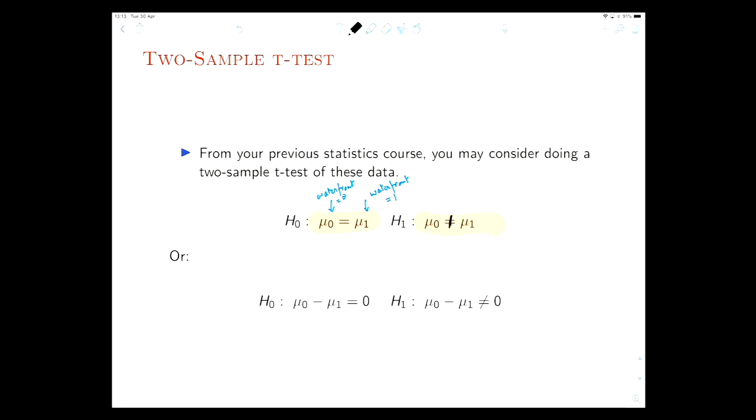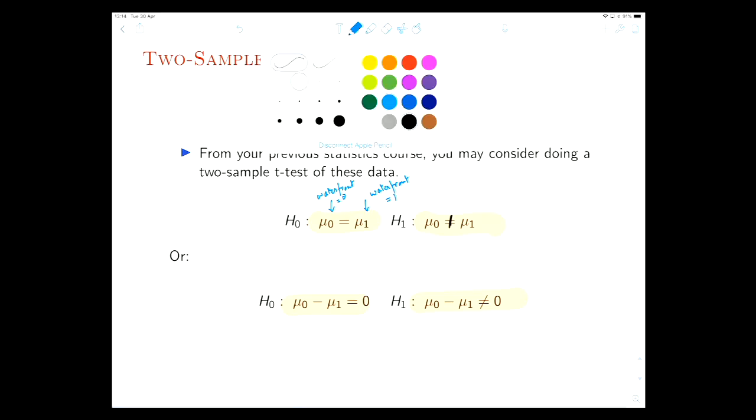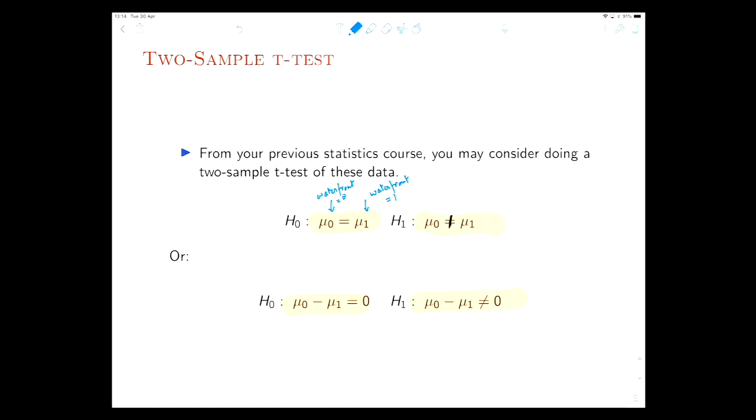Similarly, you can write the same hypothesis slightly differently, in that we say the difference in the two means is 0 versus the alternative that the difference is non-zero. Pay particular attention to the fact that we are choosing an alternative where we are not really concerned about which one is higher and which one is lower. Just that they are unequal. They're not the same.